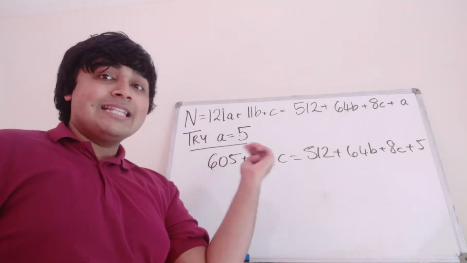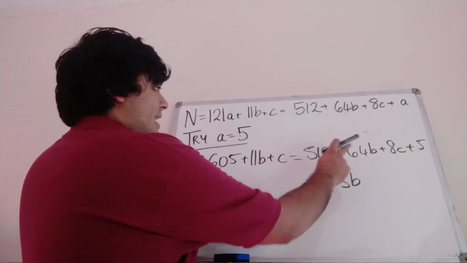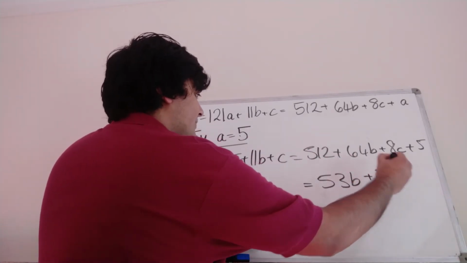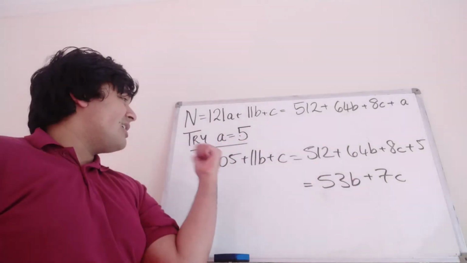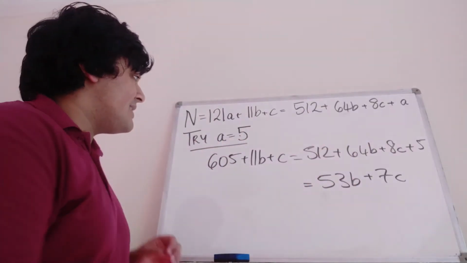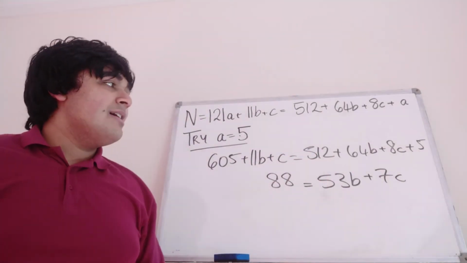Well, 64b minus 11b is just 53b. 8c minus c is just 7c. And then bringing the 512 plus 5, which is 517, onto this side, we get 605 minus 517, which is 88. So 88 equals 53b plus 7c.